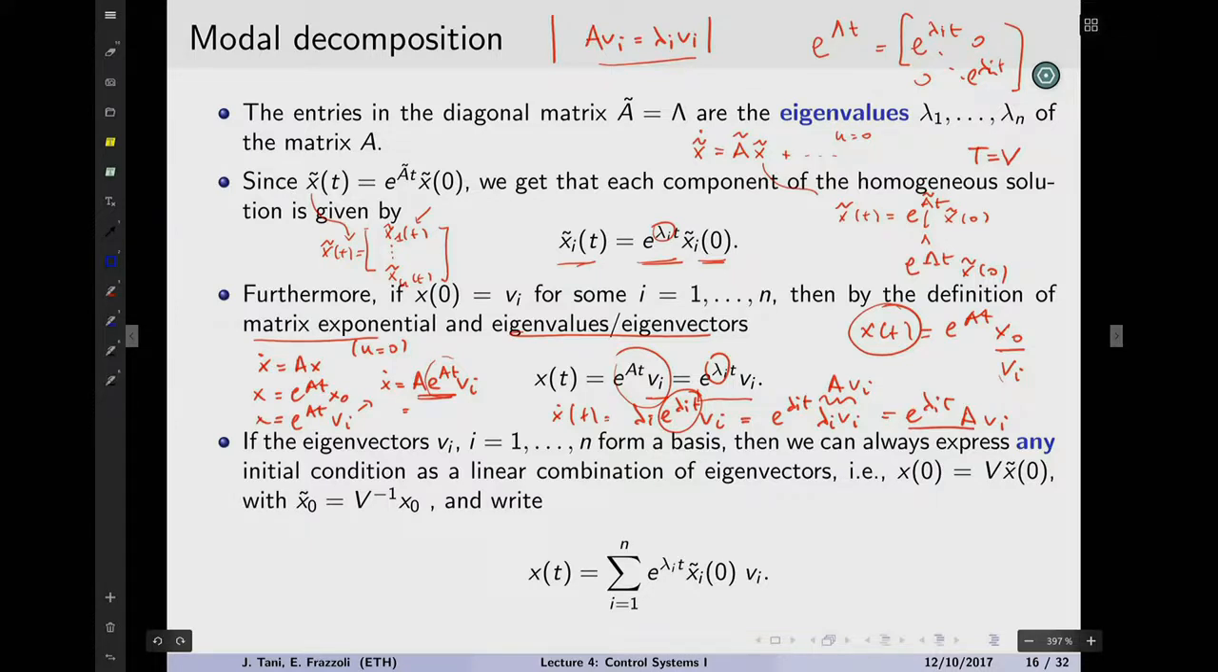We haven't really shown that this is the only solution, but we can leave it as an exercise. Linear time invariant systems have unique solutions. If this is a solution, there can't be another one. You can prove this later on. So what's the takeaway of this point? The takeaway here is that eigenvectors are special directions.